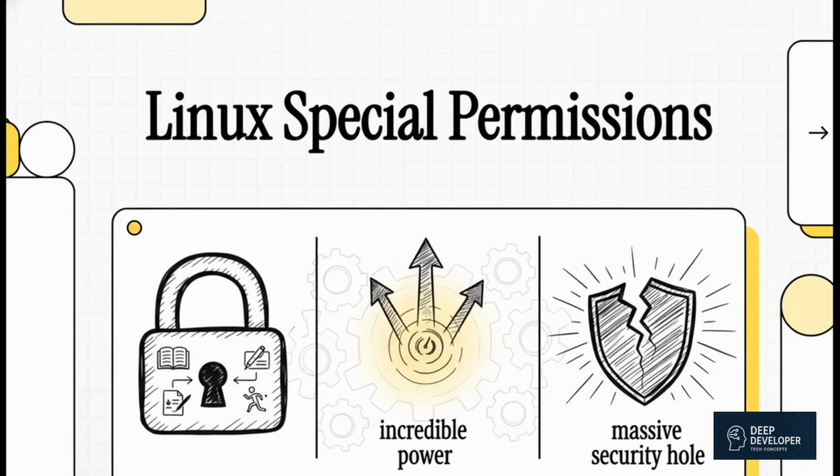All right. If you've spent any time with Linux, you're probably pretty comfortable with the classic permissions: read, write, and execute. But what if I told you there's a whole other layer hiding just beneath the surface, a set of special permissions that are, quite literally, the keys to the kingdom? They solve some really common problems, but if you're not careful, they can also blow a huge security hole in your system. Today, we're going to pull back the curtain on these secrets.